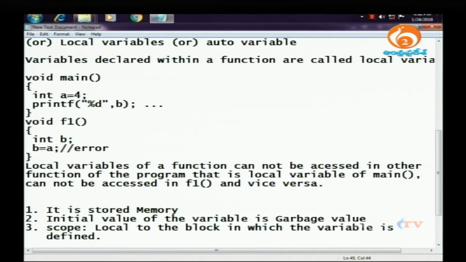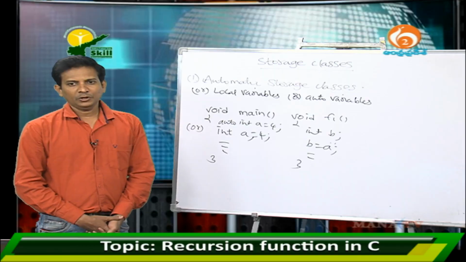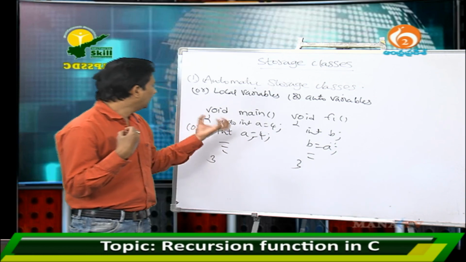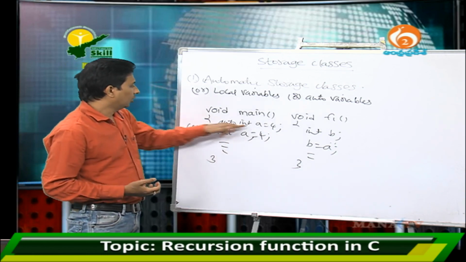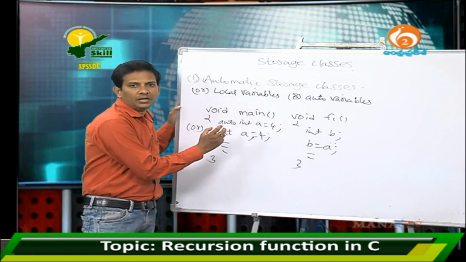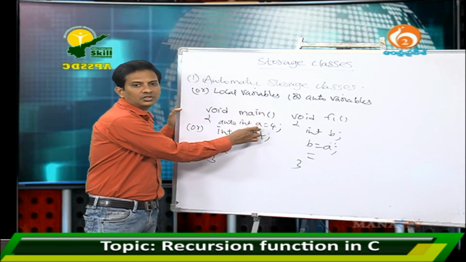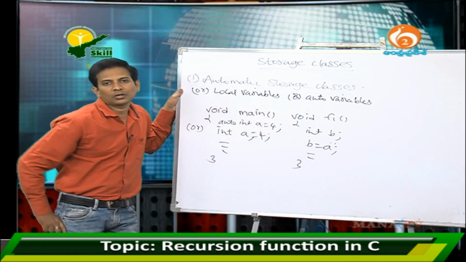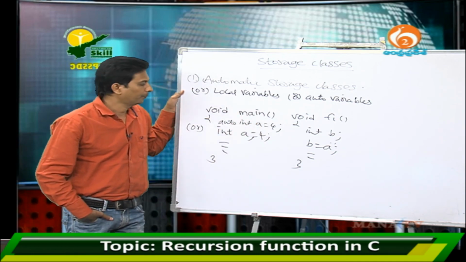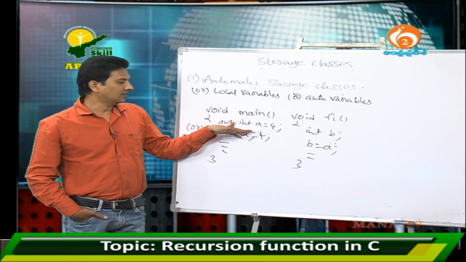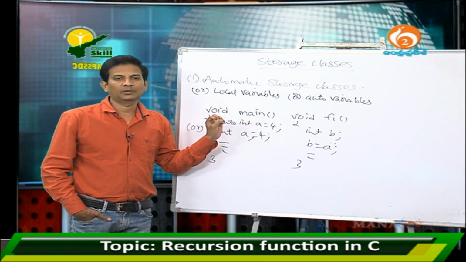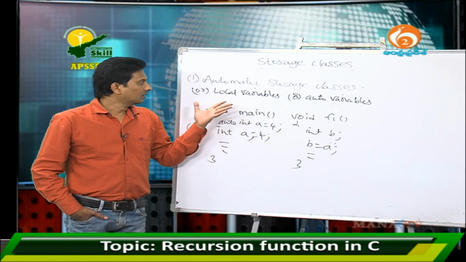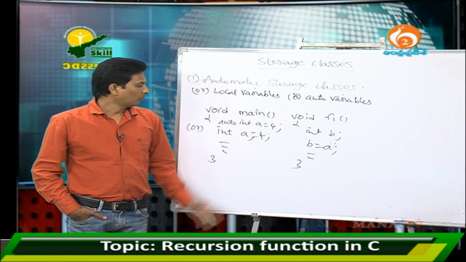If you simply want to remember the local variable, you can blindly remember this: if a variable is declared inside the function, then it is called a local variable or automatic variable or auto variable or automatic storage class, because it is local.